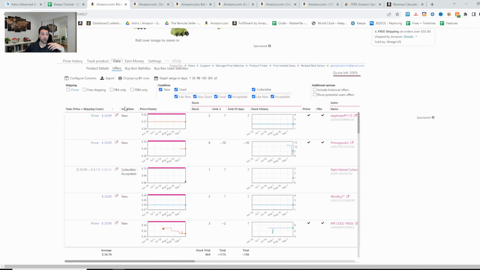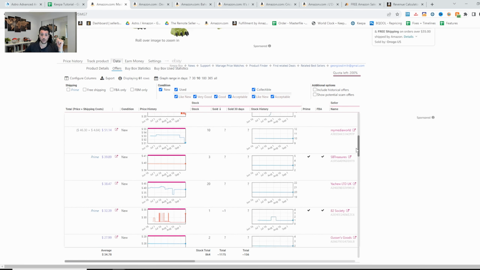Now, next is the offers section. So here it tells you who's selling the product at the moment. If you want to see historical offers, just click on include historical offers and you can see past sellers, way back into the past. But you can also see how many units of stock they have. For example, 2, 6, 1, 2, 3. And you can just scroll down and see everyone's stock.